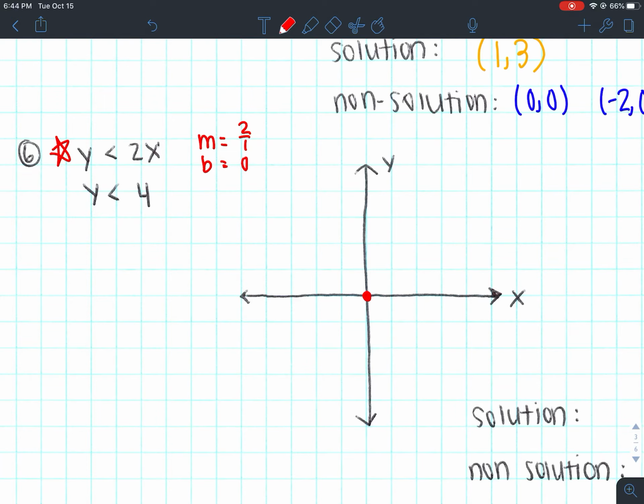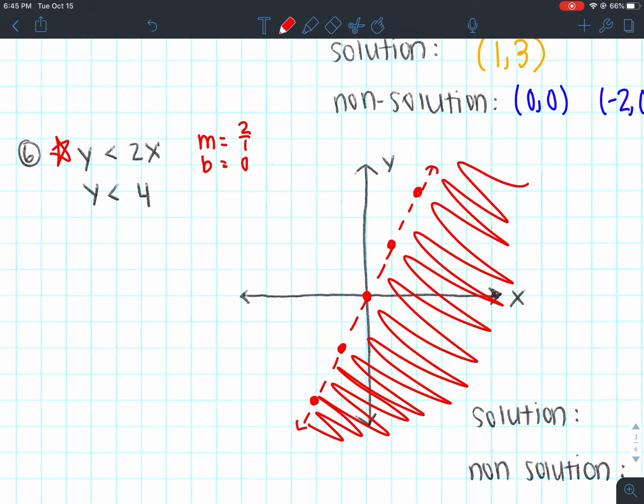So we have a point at (0, 0), and we have up 2 over 1, up 2 over 1, down 2 over -1, down 2 over -1. And this is going to be a dotted line because it's not "equal to" in our inequality. And it wants us to shade below. So I'm going to go ahead and shade below here. This is below my line.